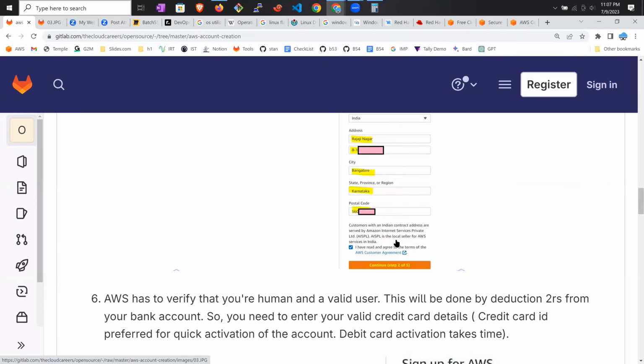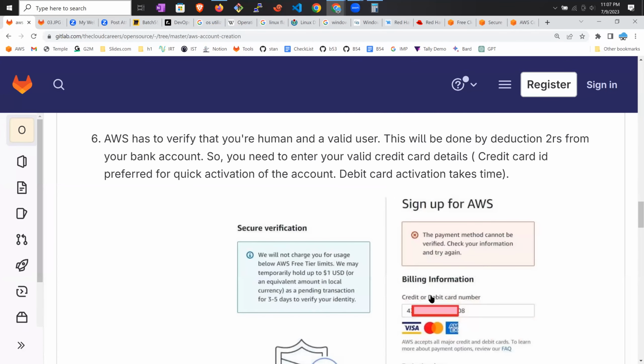Now, the moment you click on continue, it asks you to enter your debit card or credit card information. This is to ensure you don't abuse AWS resources. They want to check whether the account is created by a human user or a robot. Obviously, robots don't have a username and password or a debit card and a password, right? So they want to ensure that the account is created by a human user.